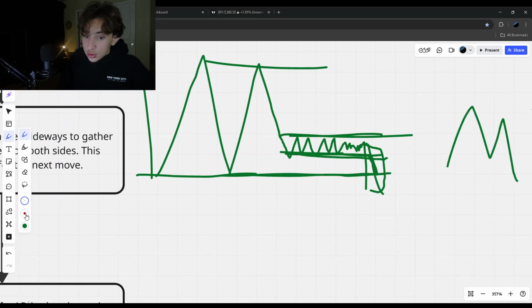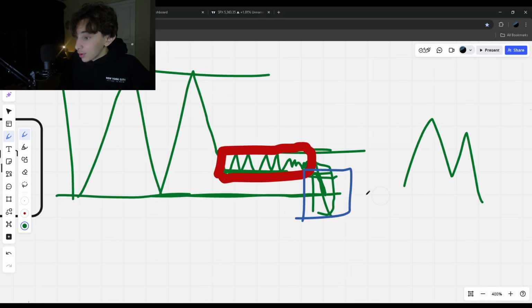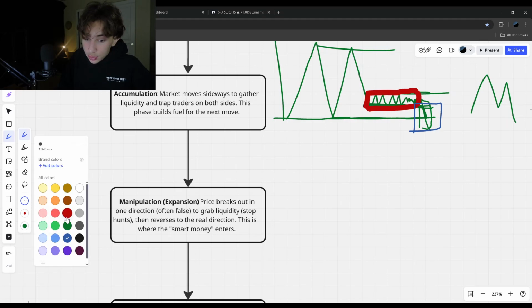So we've gone through the two zones. Let's mark these out separately. Accumulation. Let's do this one blue. Manipulation. And the last and final part that we're looking for is distribution. And okay, let me go back to my marker and change it back to green.